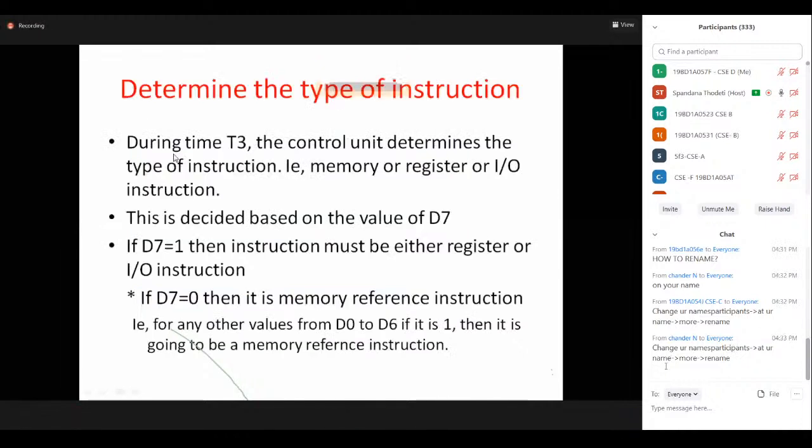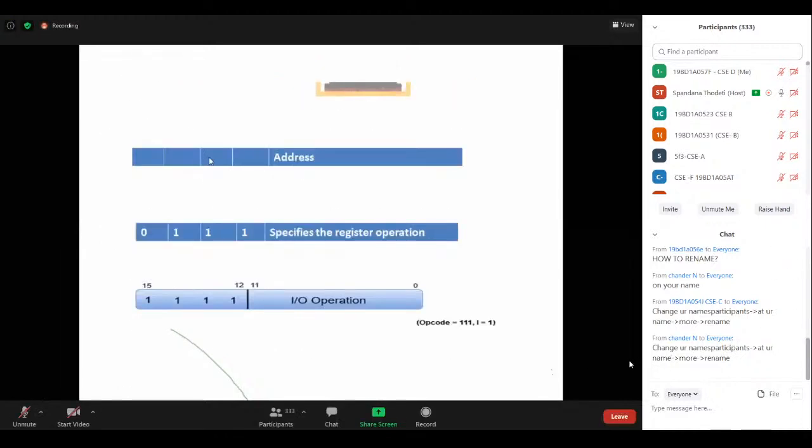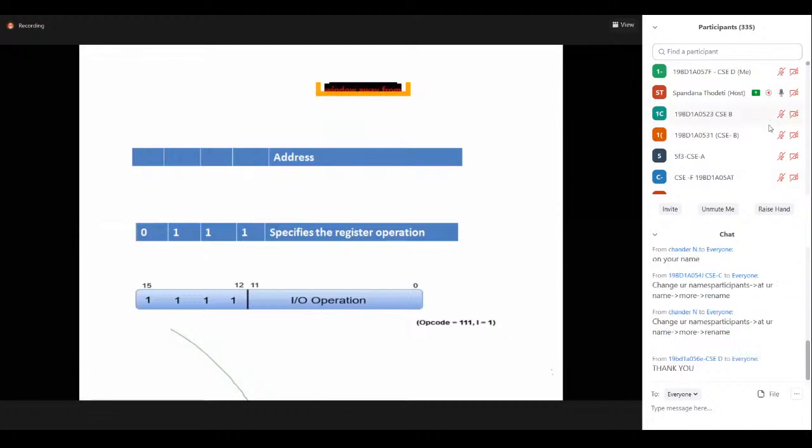Why? Because here, if the opcode values are 0, 0, 0, then what type of memory reference instruction can it be? 0 triple X, that is AND operation. If it is 0, 0, 1, add operation.